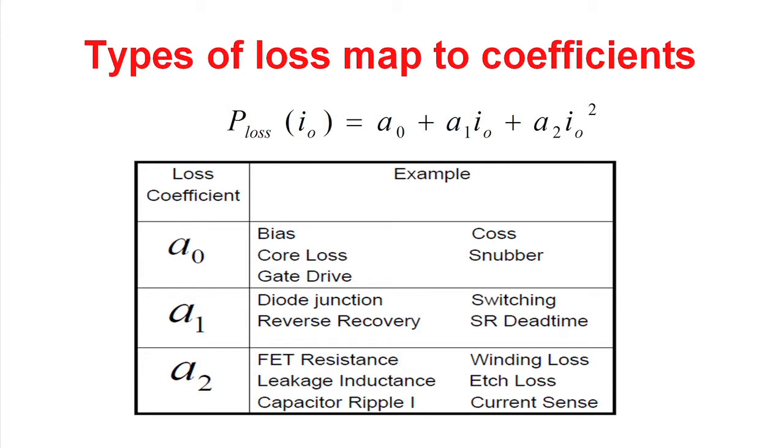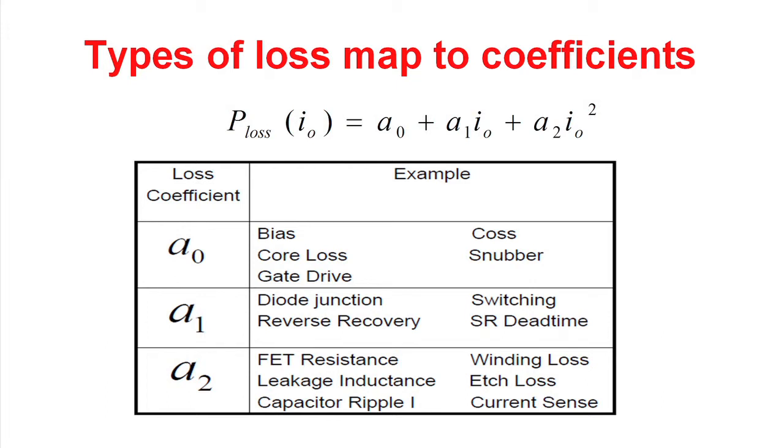The A1 loss term represents things such as a diode junction. You know, it's pretty obvious that the power loss in an output diode is simply the diode voltage times the output current. There are some other good examples, such as reverse recovery loss, which is related to the output current, switching losses, and then synchronous rectifier dead time.